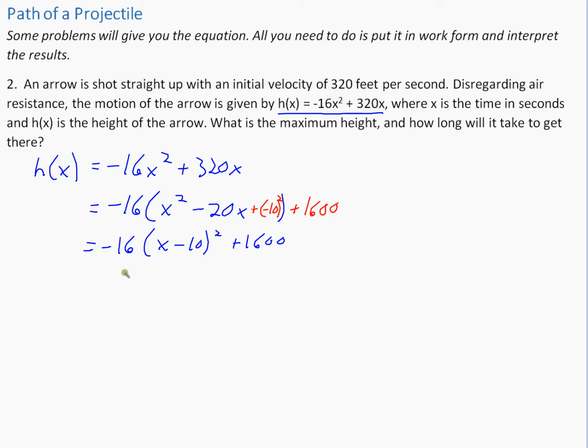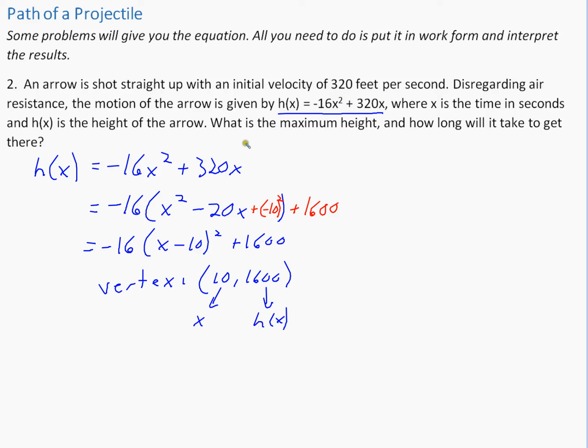And this vertex, because that's the point we're going to be interested in, because that's going to be our maximum. We know it's a maximum because this is opening downward because of this negative, so it's going to have a maximum instead of a minimum. The vertex is at 10, 1600. This is our x value, and this is our h of x value. So this vertex right here really answers our question.